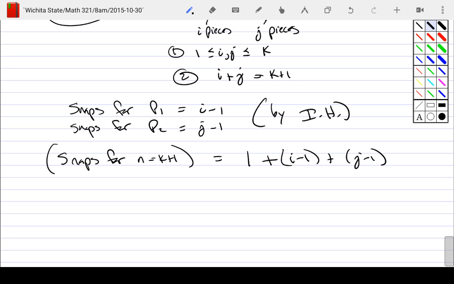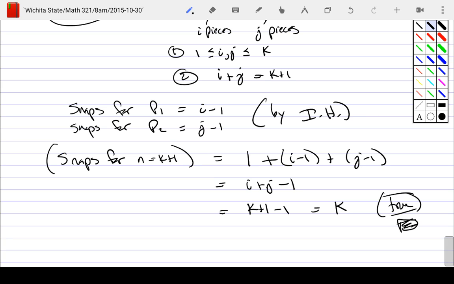Right? Which is equal to what? I plus J minus 1. What's I plus J? K plus 1. K plus 1 minus 1. What's the answer? K. One fewer snaps than the number of objects? Yes. Yay, it still works. So we're done.